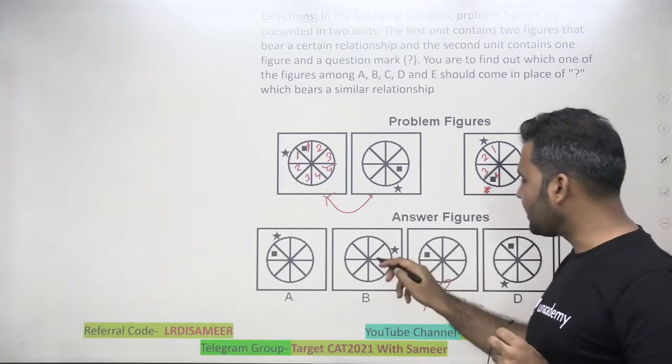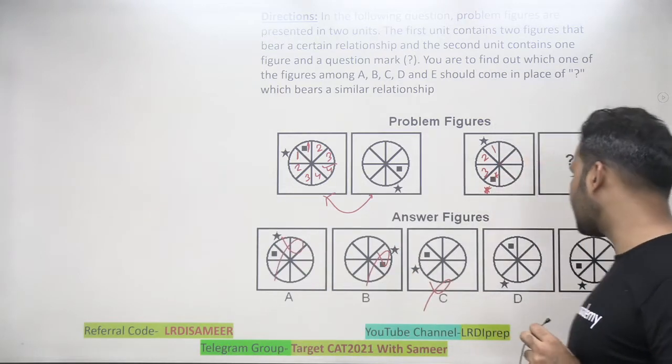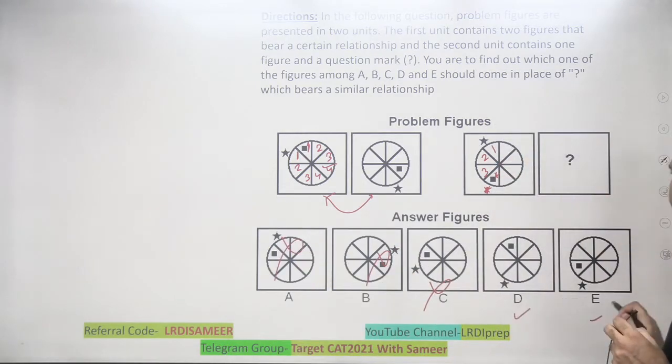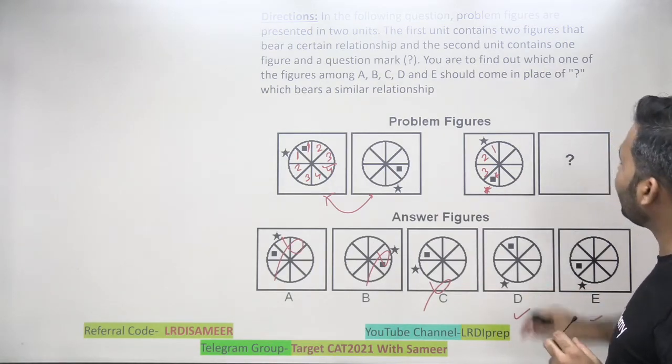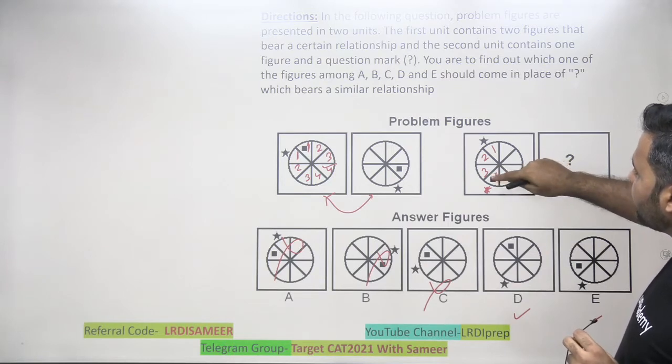You can see that this option is straight away eliminated. This option is straight away eliminated. I'm left with only options D and E, right? So one of the options between D and E is my answer. Now I need to look at the element which is inside the figure.